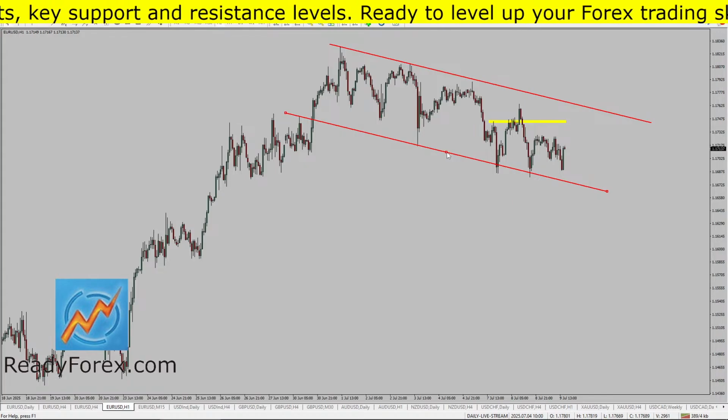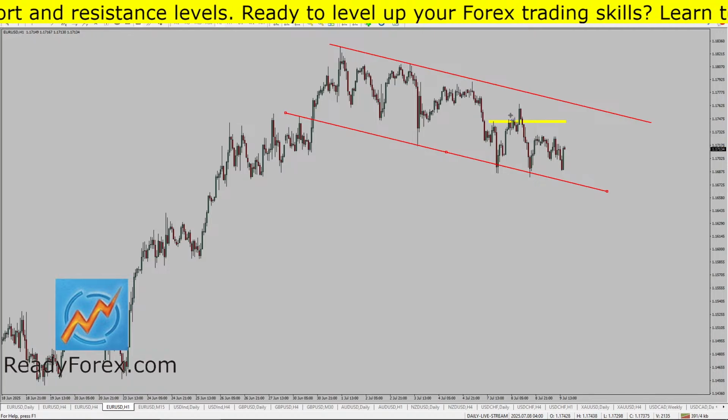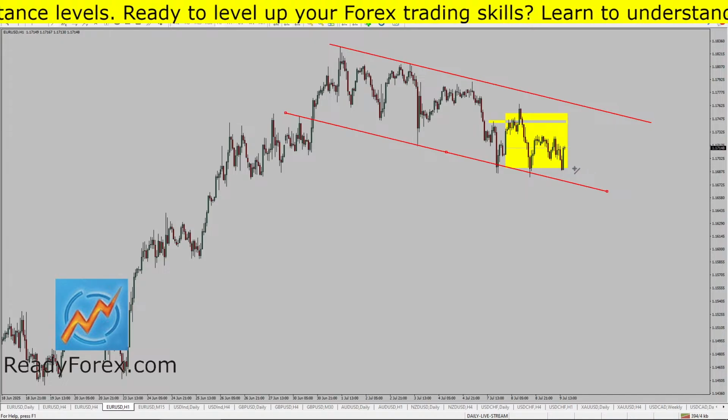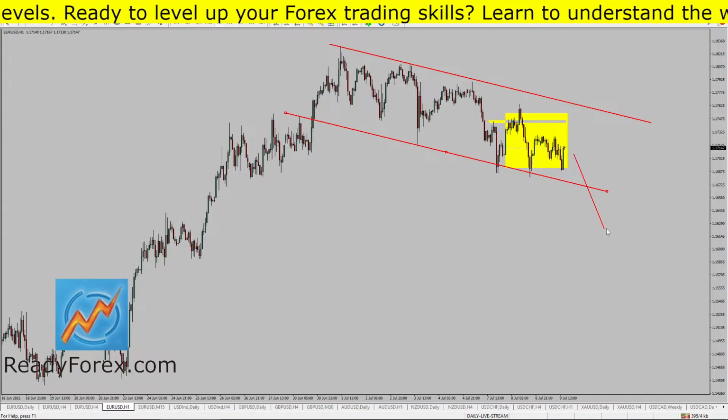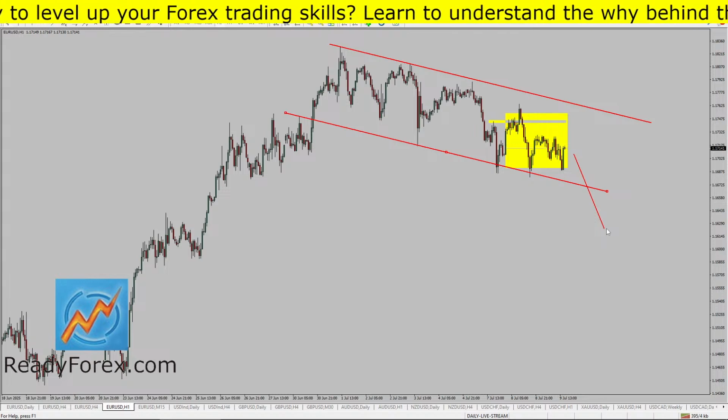So this is telling me that we probably have some kind of a triangle pattern going on, and these things usually break to the downside.